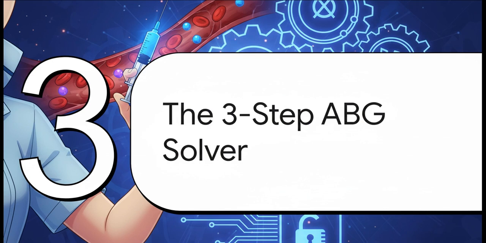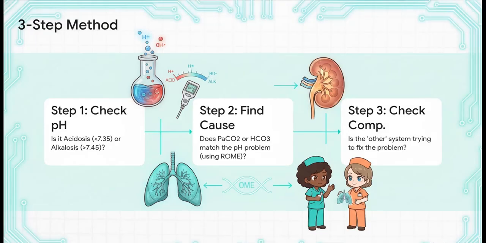Okay, so you have the cheat code. Now, how do you actually use it in a high-pressure situation? Easy. You just plug it into our foolproof 3-step ABG solver. This is the system you'll use every single time. No more guessing. It's just 3 questions, in this exact order. Step 1, look at the pH. Is it low, making the body acidic, or is it high, making it alkalotic?